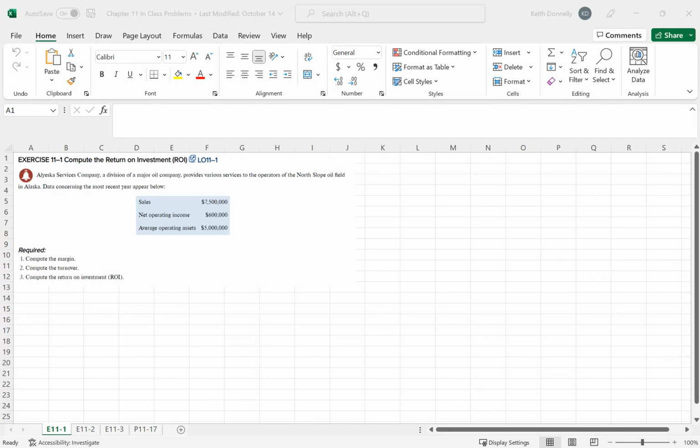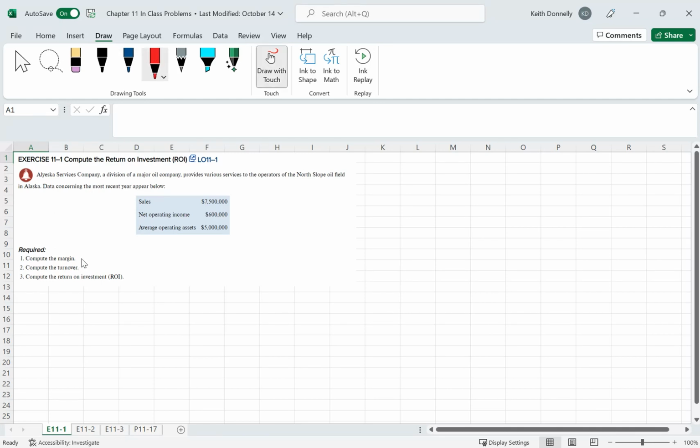Okay, so the first one here, it looks like we have a service company, a division of a major oil company, and they provide various services to the operations of the North Slope oil field in Alaska. Data concerning the most recent year appear below. They're giving us sales, net operating income, and average operating assets. A few things here they want from us: the margin, the turnover, and return on investment.